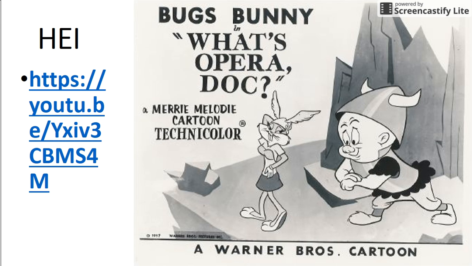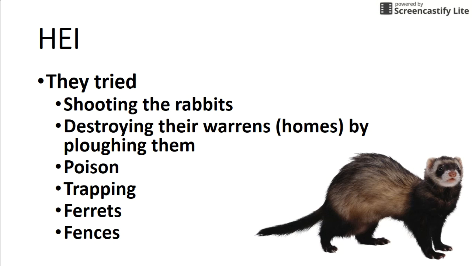Then I'm going to show them this clip from Bugs Bunny. I won't play it because I don't know how long it is, but it's a way to get the kids engaged for a second. It's that episode of Bugs Bunny where they have the Wagner opera, where Elmer Fudd is saying kill the rabbit. So, what did they do about this?